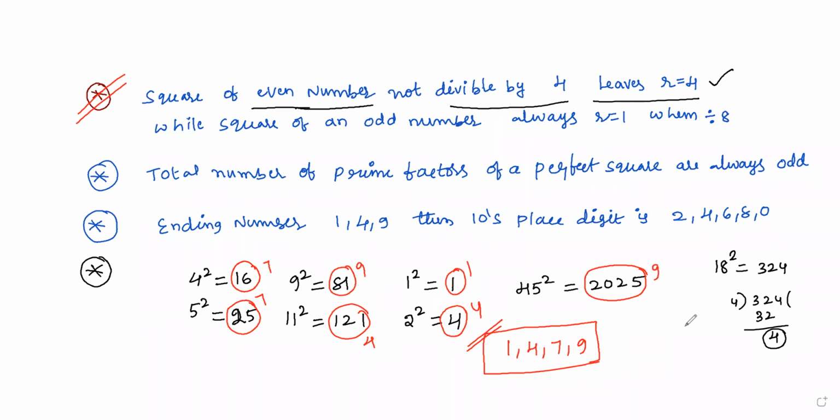But when you are taking an odd number, suppose 17 square, okay, 17 into 17, that is 289. If you are dividing this number by 8, we subtract 24, then 49 will be there. From the 49, if you subtract 48, it gives the remainder 1. That is the second condition. Is it clear?